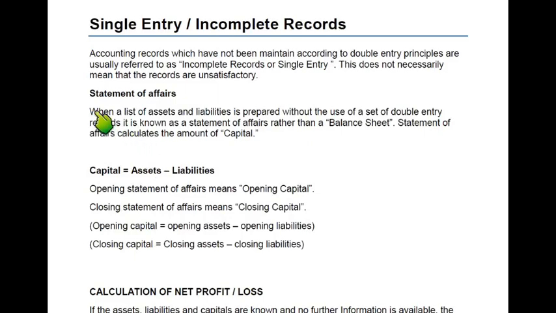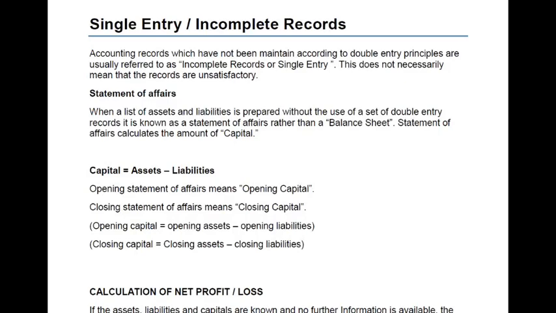Now, what is the primary difference between statement of affairs and balance sheet? A balance sheet contains all the categories such as non-current assets, then current assets, with three columns for non-current assets: cost, accumulated depreciation, and net book value. Then we have capital, and lastly liabilities, non-current liabilities and current liabilities. So a balance sheet is categorized in different categories, and there is a proper format for the statement of financial position.